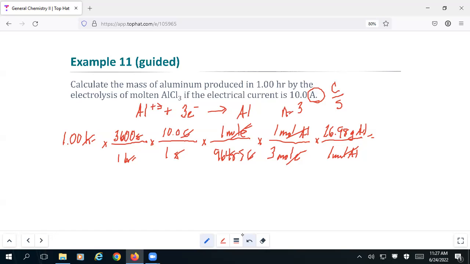So we put this all together. 1 times 3,600 times 10 times 26.98 divided by 96,485 divided by 3. So that 1 hour of current yields us 3.36 grams of aluminum, which doesn't seem like all that much. And it really isn't.